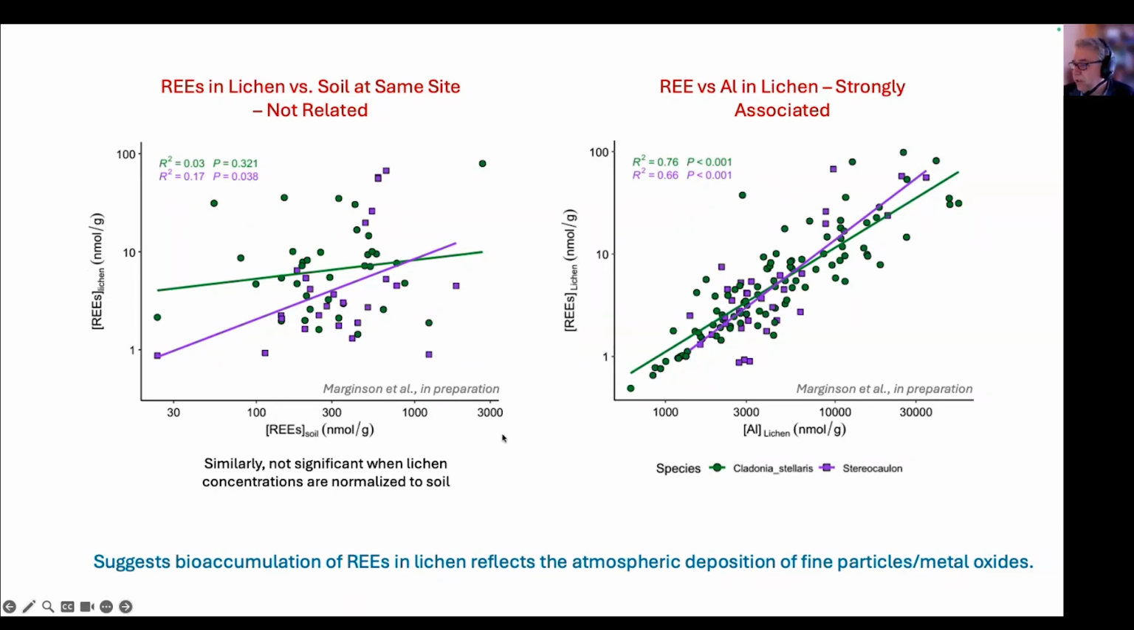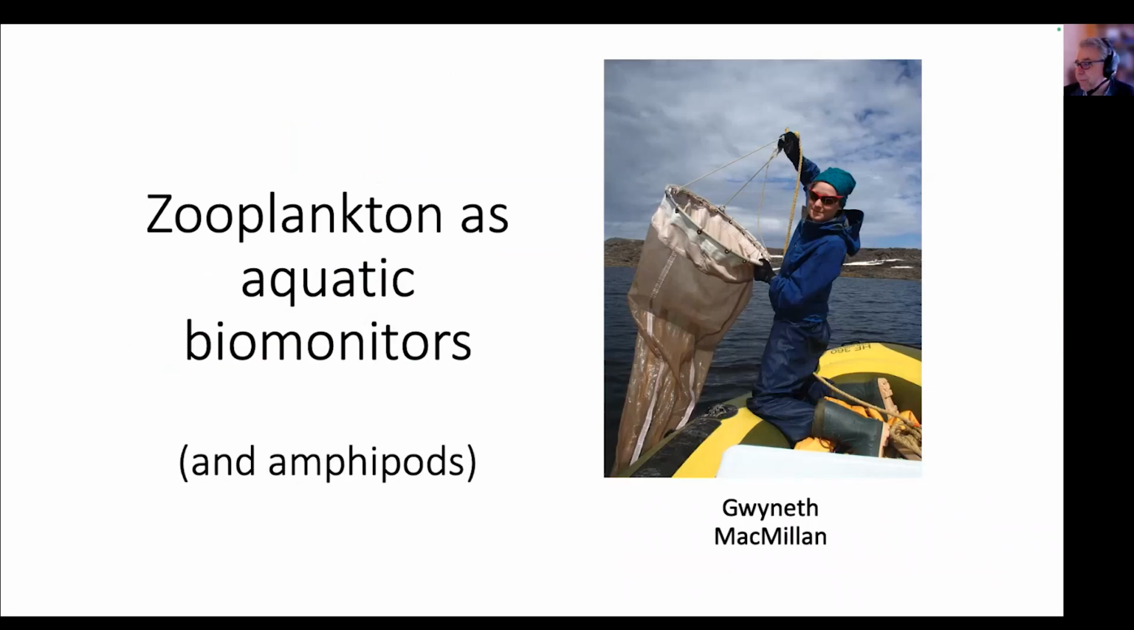What we wanted to see is a relationship with other tracers of atmospheric deposition, and we chose aluminum as an example. There was a very strong relationship between aluminum in the lichens and REEs in the lichens. So we think that lichens may be a good biomonitor of REEs in this environment, and that's what we will suggest in the future. These are unpublished data at this point. We plan to publish them in a couple of months.